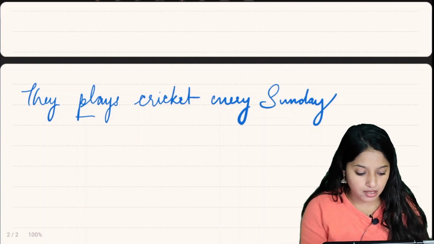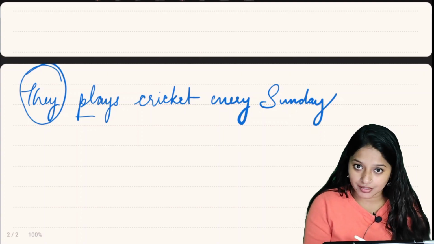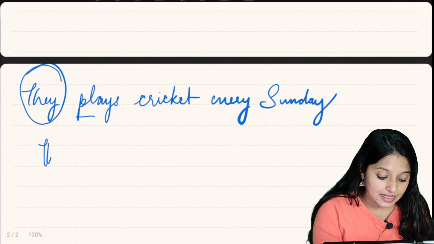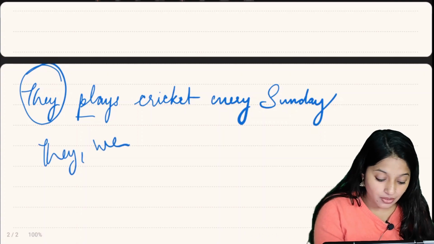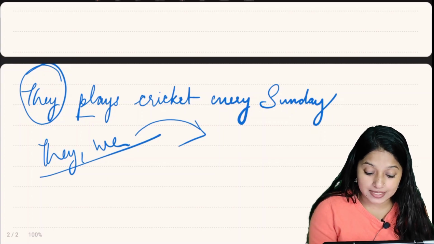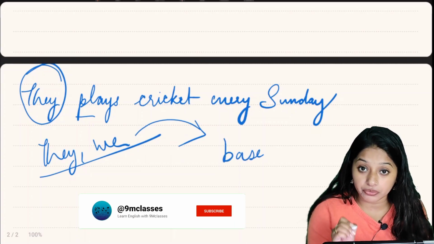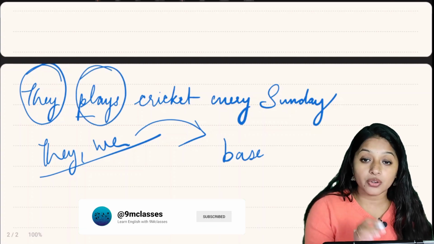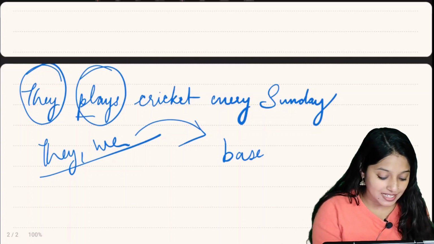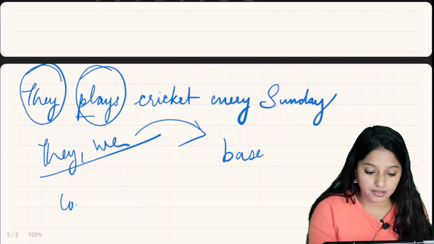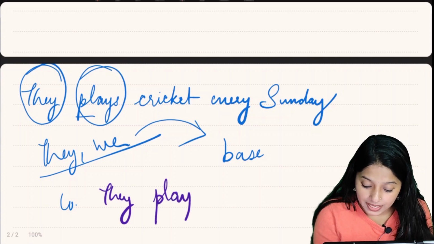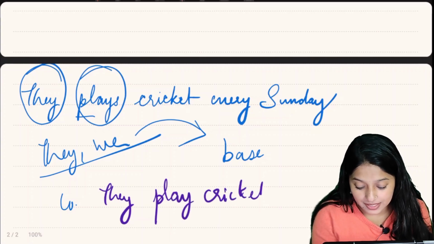So what is the mistake? The mistake is actually here, because the subject here is plural. When the subject is they or we, we take the verb as the base form of the verb itself. So here the verb plays makes the sentence incorrect, right? So the correct sentence would be, they play cricket every Sunday.